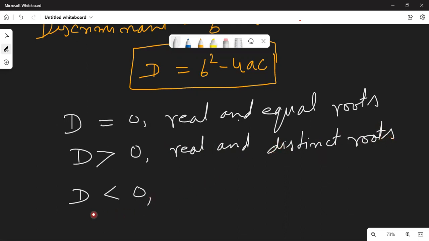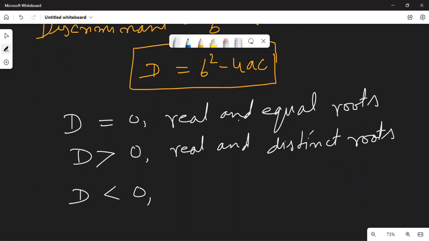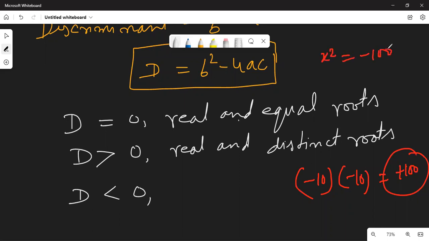And this situation can also happen when D is less than 0. If D is less than 0, in the formula you have square root of D. Can you tell me the square root of some negative number, say negative 100? Square root of a negative number is not real. You cannot find a real number whose square will be minus 100. Suppose you say, okay, let me take minus 10. Minus 10 into minus 10 will become plus 100, not minus 100. So we cannot find a number whose square is minus 100, because we learned that the square of a real number cannot be negative.